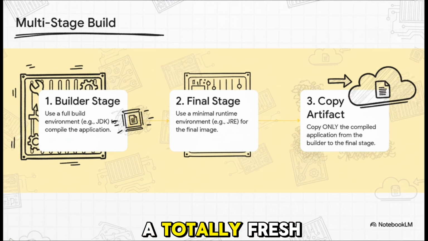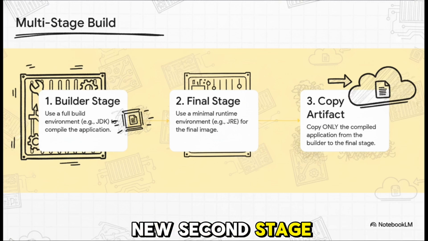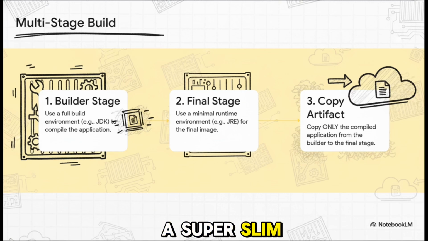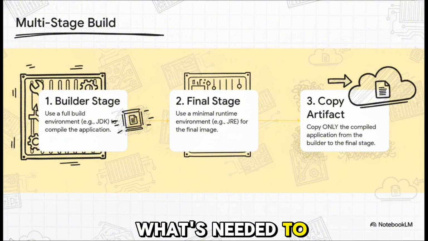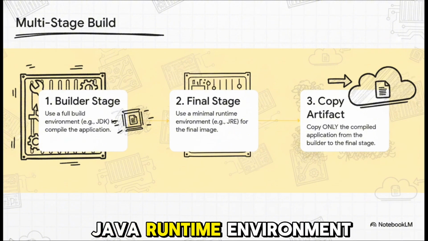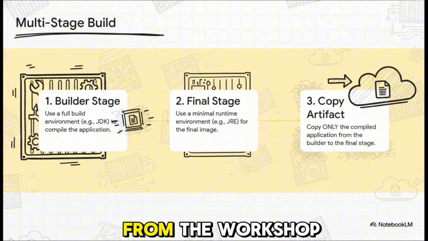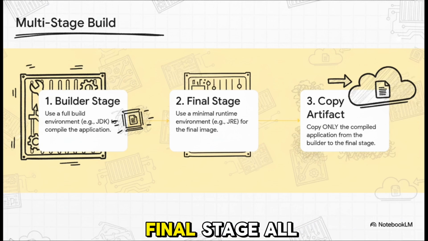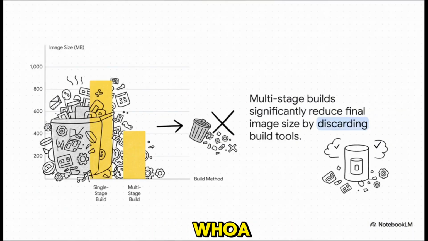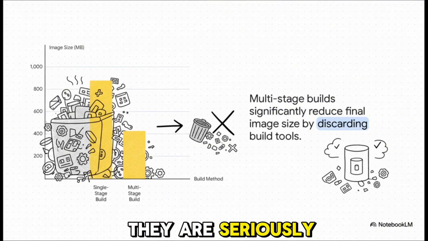You then start a totally fresh, new second stage. This final stage is based on a super slim, minimal image that has only what's needed to run the code, like the tiny Java runtime environment. And the last step? You just copy that one compiled file from the workshop stage into this tiny final stage. All the tools and junk get left behind. And the results? Whoa, they are seriously dramatic.